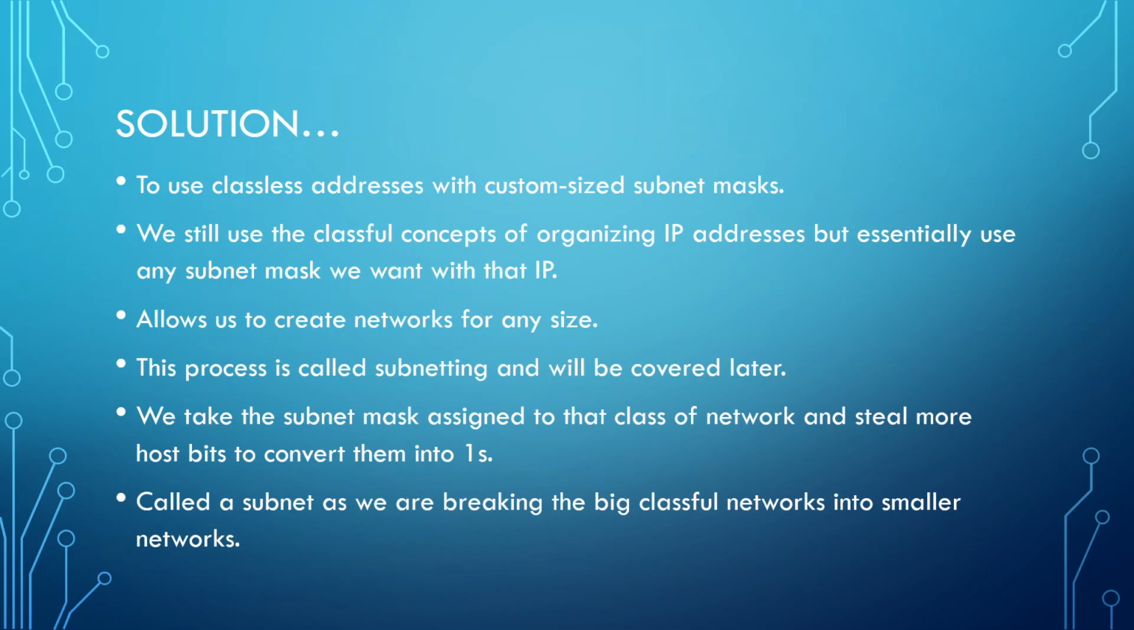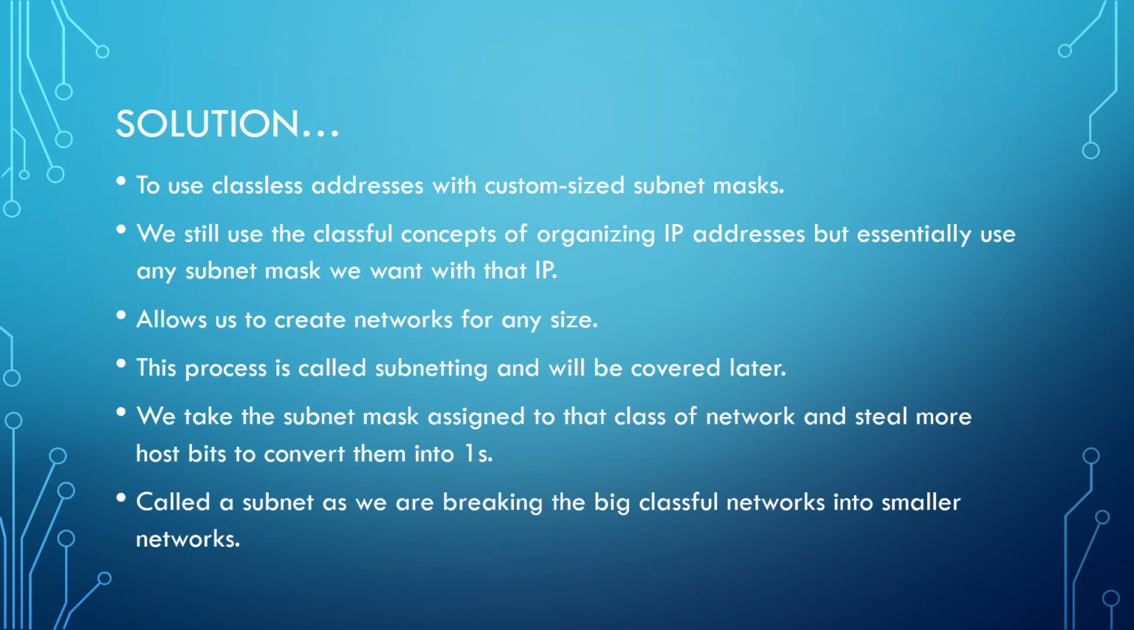So, what's the solution? The solution is to use what we call classless addresses. Essentially, we take any IP address and we give it a custom-sized subnet mask. So we can take a Class A IP address and give it a Class C subnet mask, a Class B IP address and give it a Class A subnet mask if we really wanted to, or a Class C address and give it a Class B subnet mask. And we can actually use subnet masks in between the normal Class A, B, and C rules. Class A is defined as 255.0.0.0, Class B 255.255.0.0, and Class C 255.255.255.0. We can use subnet masks in between those.